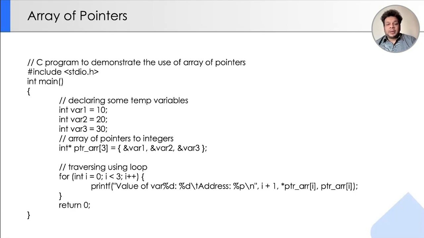Then *ptr_arr[i], and correspondingly ptr_arr[i]. That means for the first location it will print the value 10. Then correspondingly for the second one it will print the respective value. Likewise, in this format we can print all the values, and we can also use this array of pointers for this type of scenario whenever you want to create it. So this is the way we can create an array of pointers, and this is one simple example to showcase how we can use the array of pointers.